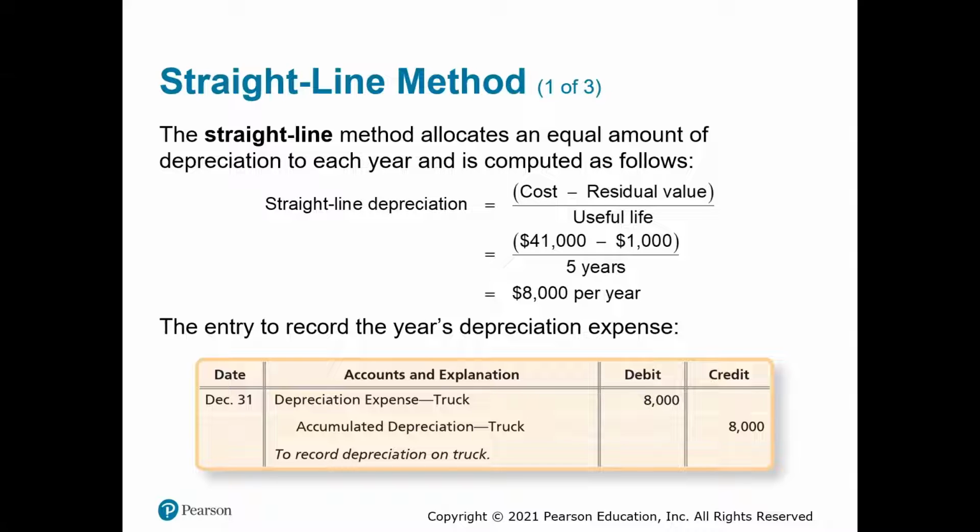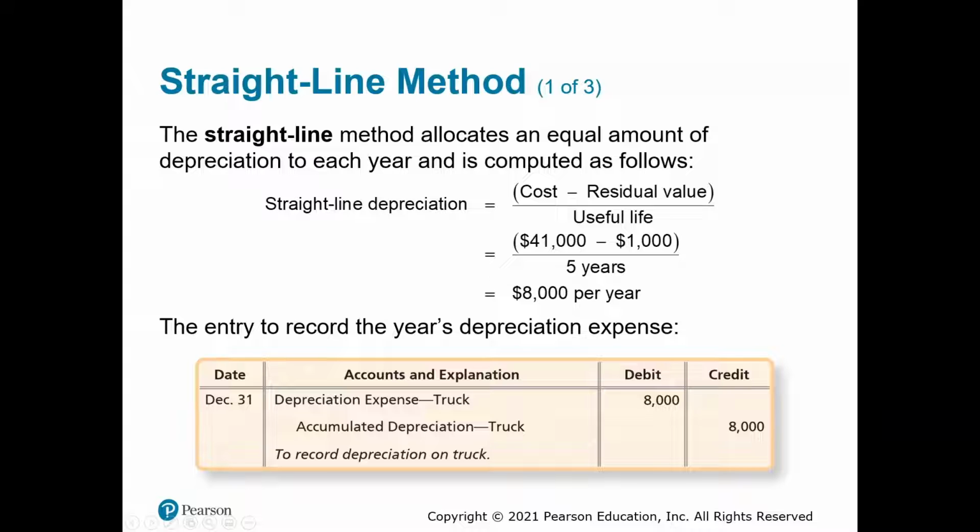So the depreciation method we're talking about is the straight line depreciation, and it is equal to cost minus residual value divided by useful life. And you saw from the previous example, we have the truck at $41,000 minus the estimated residual value, $1,000, over 5 years. So that equates to $8,000 per year.